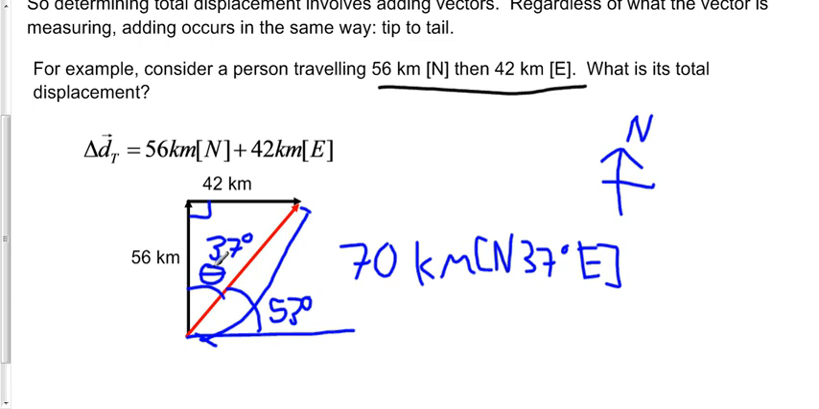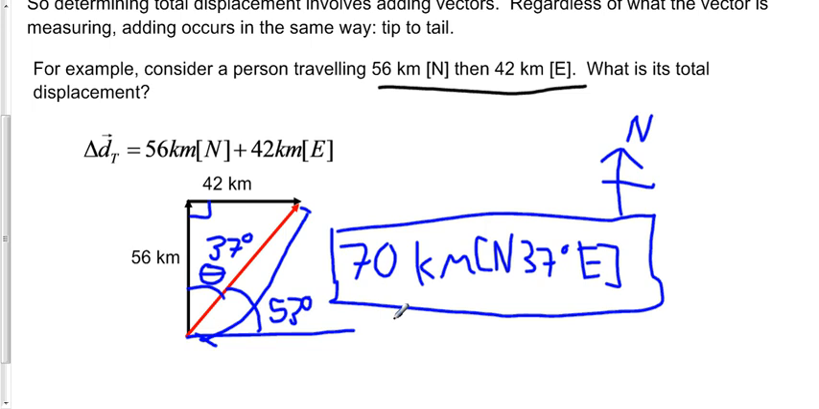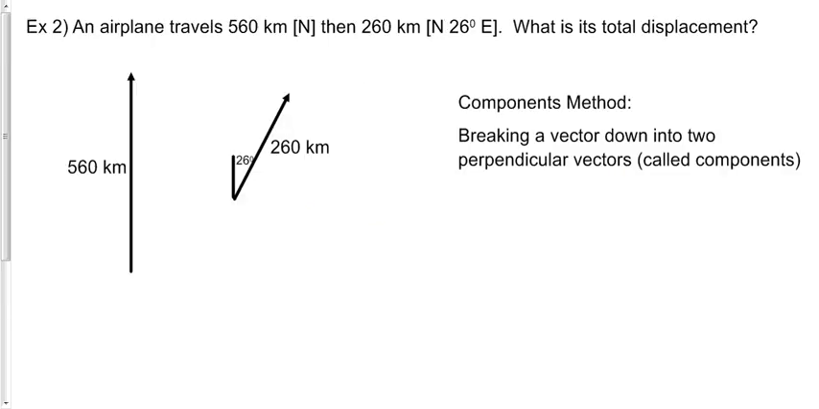In either case, there's our resultant vector. This is the displacement of this person during their walk. Okay, so there's the first example, pretty straightforward. Hopefully, again, stuff you remember from doing in grade 11. Now into something a little more complicated.